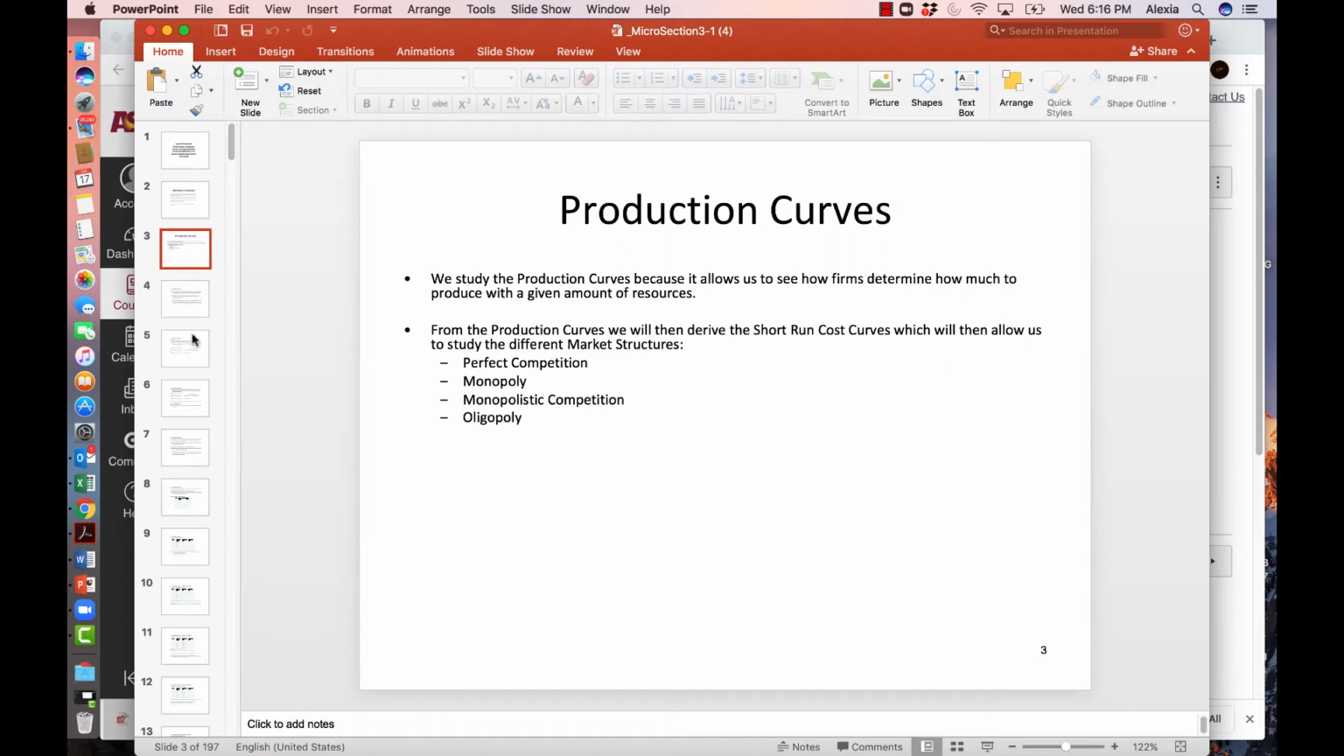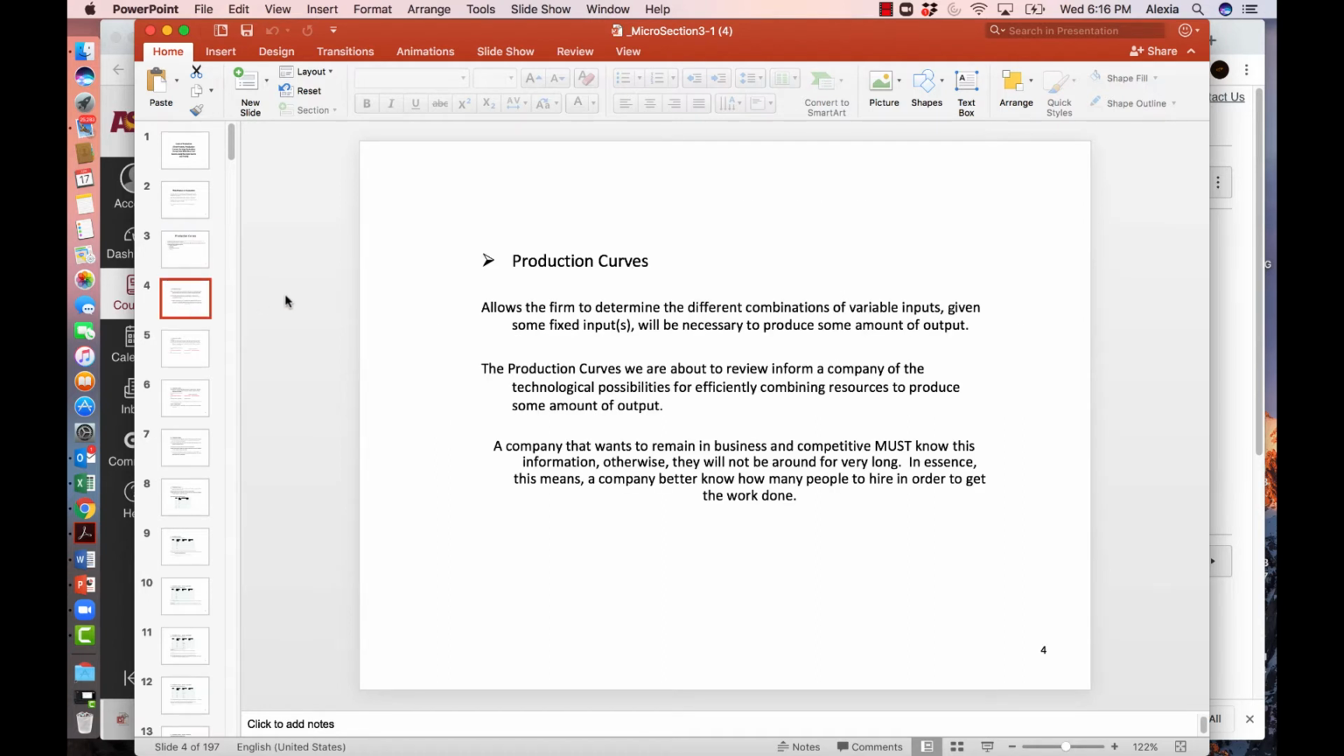So we'll begin with production curves. So just to give you a sense, what a production curve is, it's information that firms use, which allows them to know that given combinations of inputs, what they're able to produce. And we have to study the product curves in order to be able to then study the cost curves, which then allows us to study the different market structures. And you'll see why as we go along.